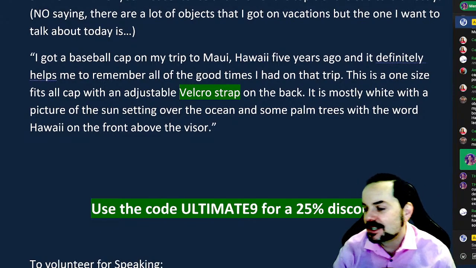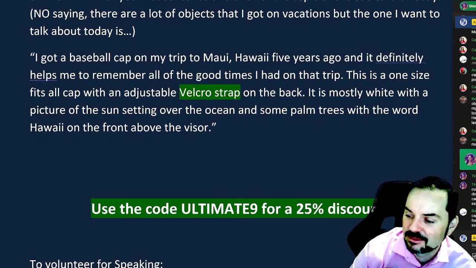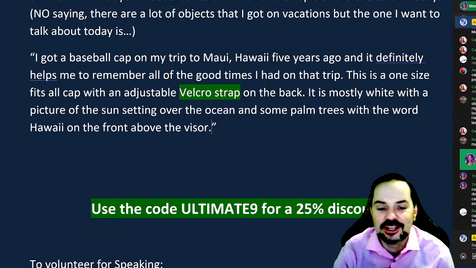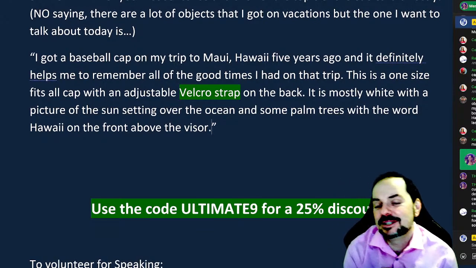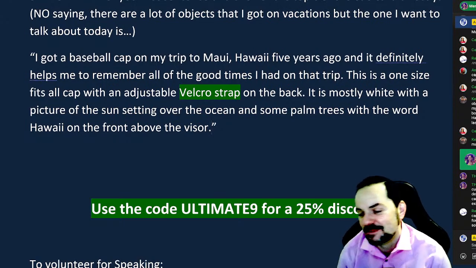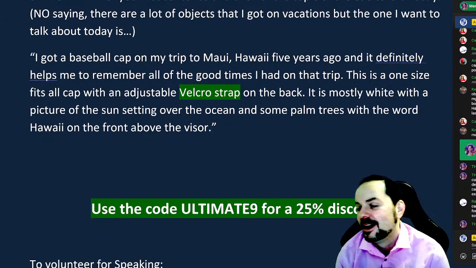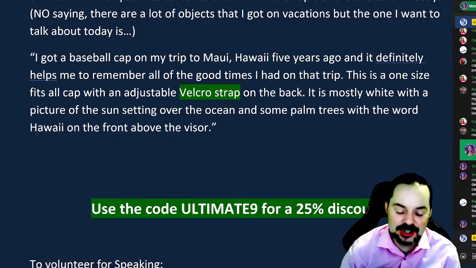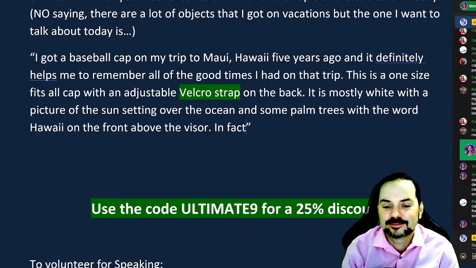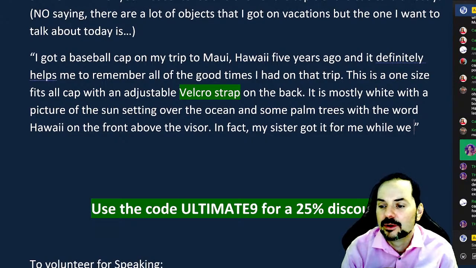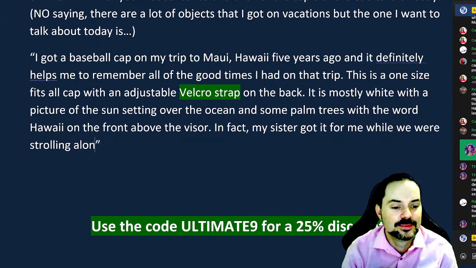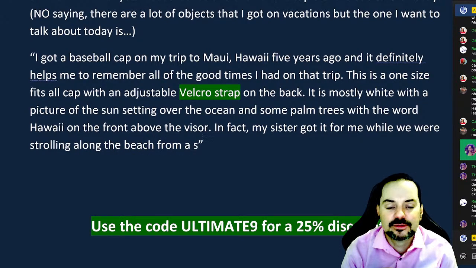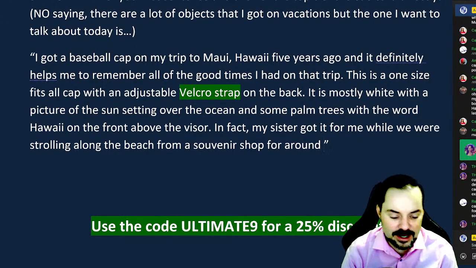Okay, Rashika says, I bought this cap in Maui, Hawaii after bargaining for a reasonable price of $20 at a souvenir shop on the beach. Okay, remember my sister got it for me, Rashika. The reason I'm saying my sister got it for me is because it gives me more information to talk about of how it helps to remind me of this trip. Okay, all right, Rashika. So, in fact, my sister got it for me while we were strolling along the beach from a souvenir shop for around $20.